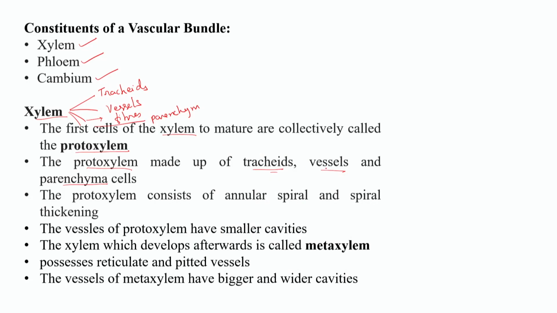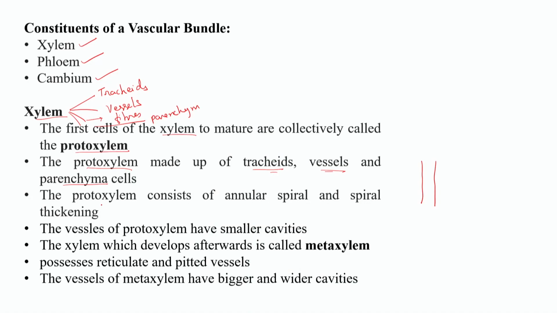So, at that time the fibers have not matured as such. And tracheids and vessels also, we have discussed, contain a lot of lignification, a lot of deposition of secondary cell wall, which makes them hard and which actually makes the cells die also. But in the case of protoxylem, these tracheids and vessels will contain annular or spiral thickening.